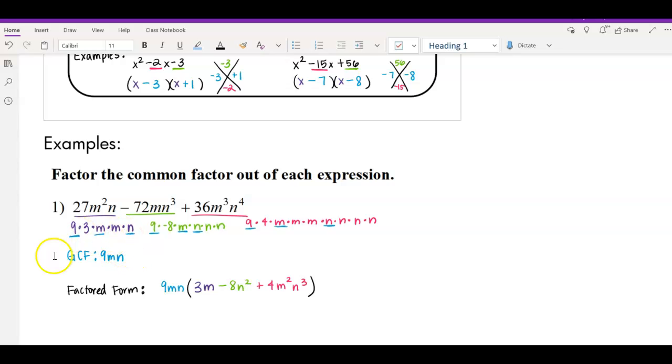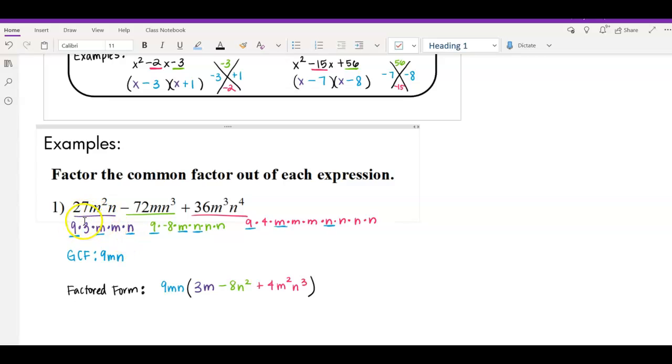So when I look at my greatest common factor, they all have a 9, they all have one m, and they all have one n. That makes my greatest common factor. And you'll notice I underlined them so that when I go back to write my factored form, it's easier to tell what I took out and what I didn't. So here we go. 9mn is my greatest common factor.